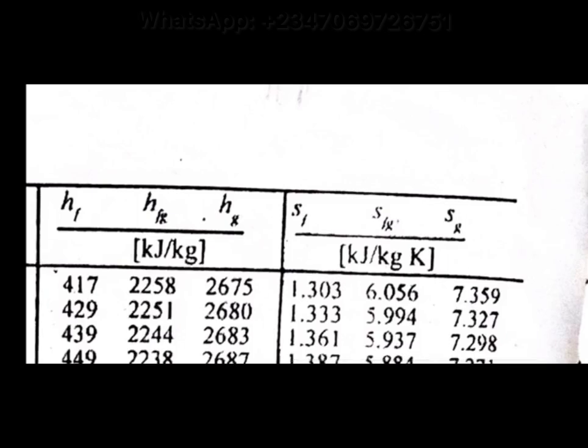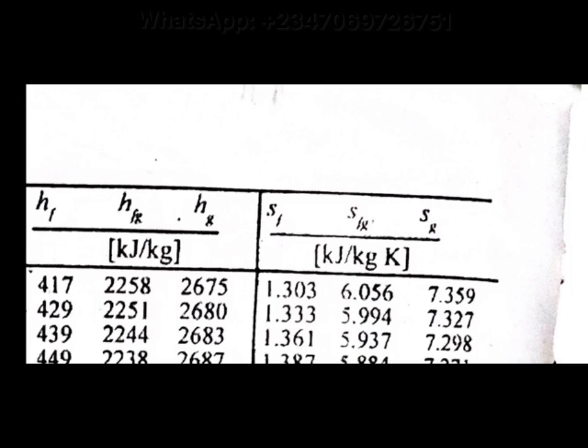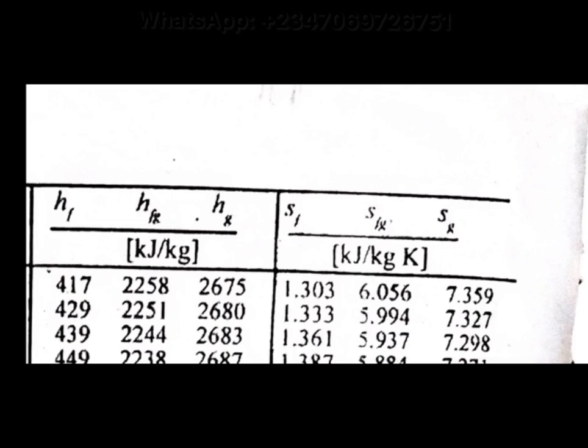Similarly, our SF here is going to be SF3. This is 1.303. So this is now going to be SF3. SFG is going to be SFG3, and the value can be seen there, 6.056 kilojoules per kilogram Kelvin. So when we get to state 3, we work with HF and HFG, and then we use the subscript number to denote the states. Since at state 3, HF becomes HF3, SF becomes SF3, HFG becomes HFG3, SFG becomes SFG3.